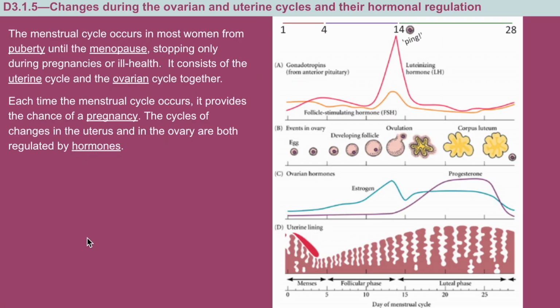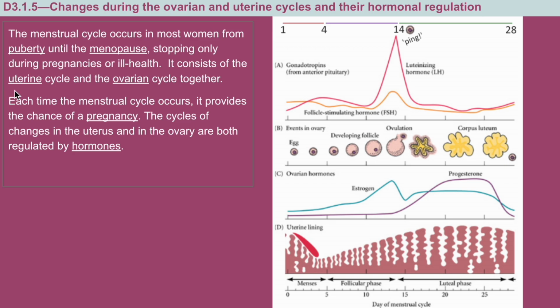So let's now look at the menstrual cycle. The menstrual cycle is commonly a 7 or 8 mark question, and so it's a good idea to know all of the hormones involved really well, like the back of your hand, as well as how they provide feedback, both negative and positive feedback on other hormones. The menstrual cycle occurs in women from puberty till menopause, and stops during pregnancies or ill health.